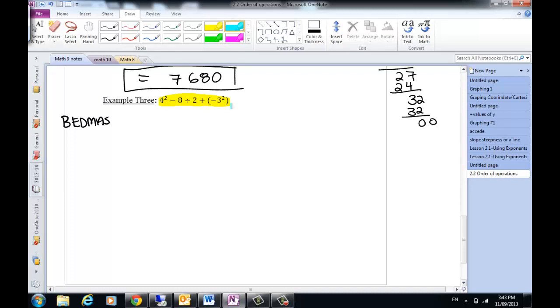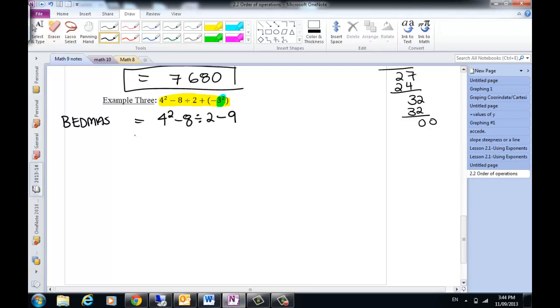Now the important thing here is that the square is actually only touching that 3 there. It's only affecting the 3. It's not affecting the negative symbol, and this was something that we talked about last class. So nothing happens with my square. I've got 8 divided by 2, and now what I have is plus, and in brackets I have minus 9. Now, if you want to simplify this, we don't like to write plus minus, and therefore I can just erase this and rewrite it as minus 9.